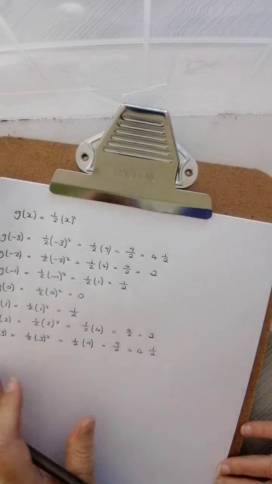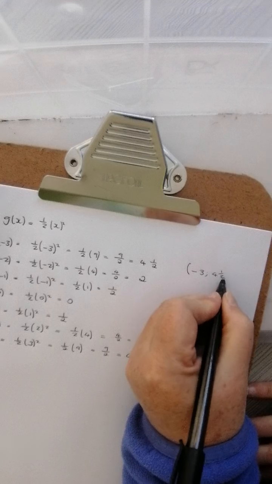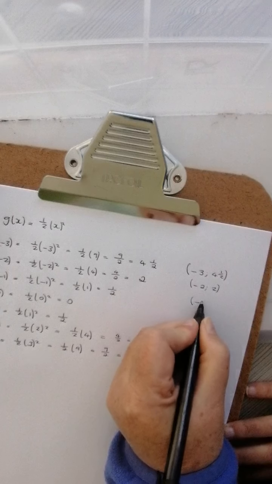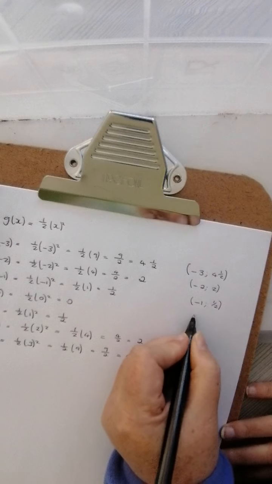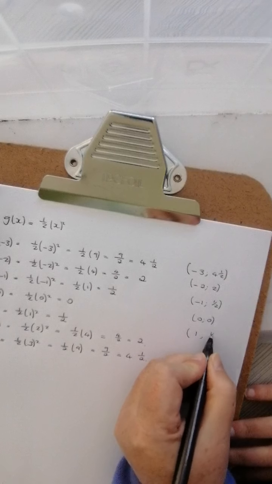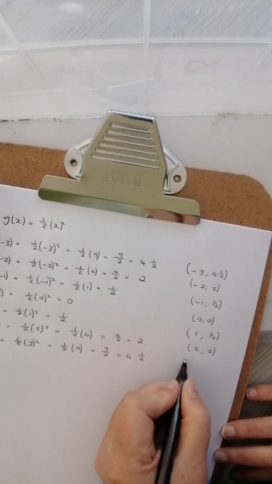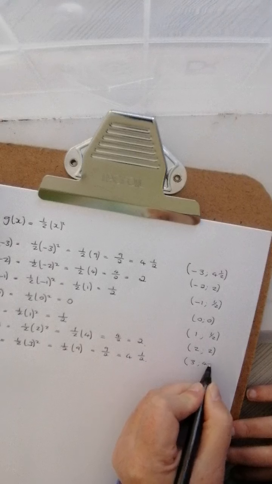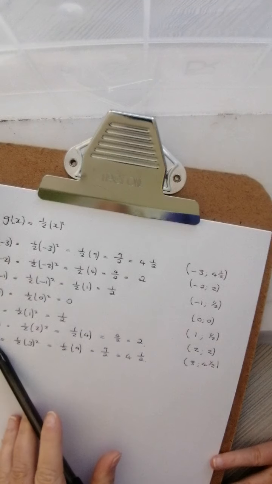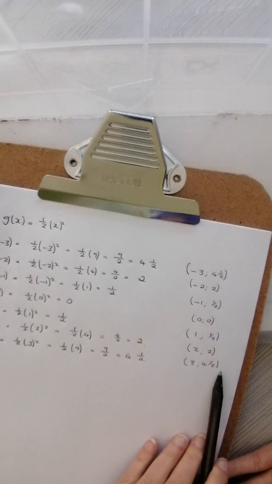Okay, so that's g of x. Let's put down the coordinates for ourselves here. Minus 3, 4 and a half. Minus 2, 2. Minus 1, a half. 0, 0. 1, a half. 2, 2, and 3, 4 and a half. Remember these are the x values that I substitute in there, which is my input values, and these are my output values, which is my y.